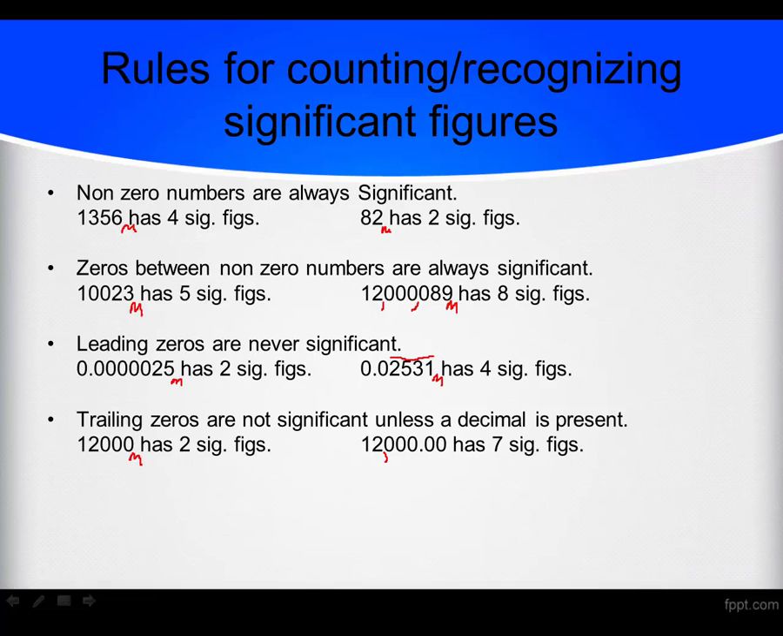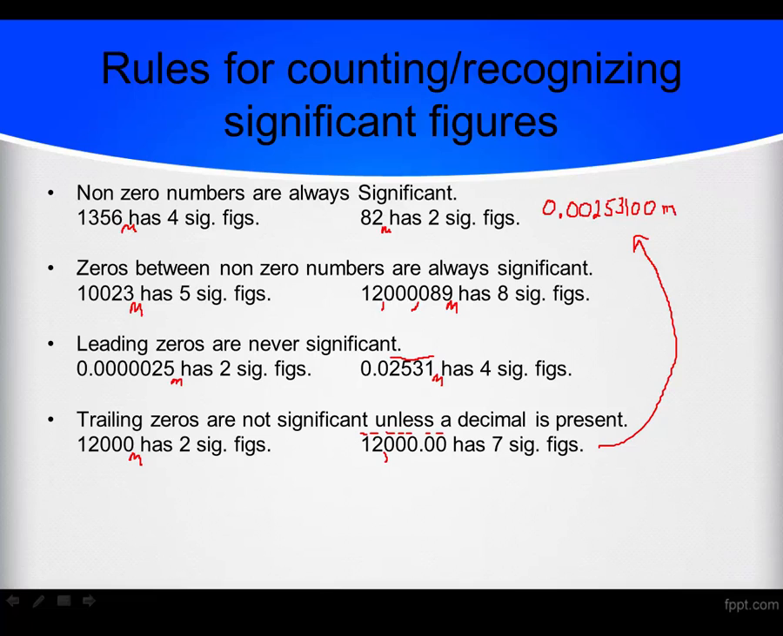Whereas the number 12,000.00, the 1 and the 2 are significant. Because the decimal is here, all of the zeros that trail wind up being significant. So we say there's 7 sig figs there.